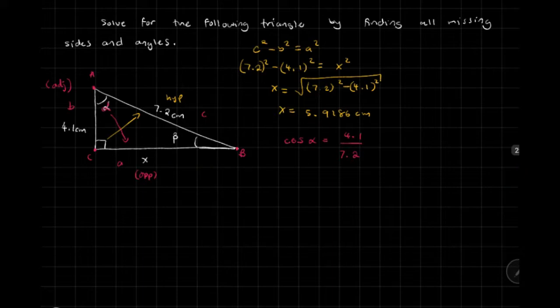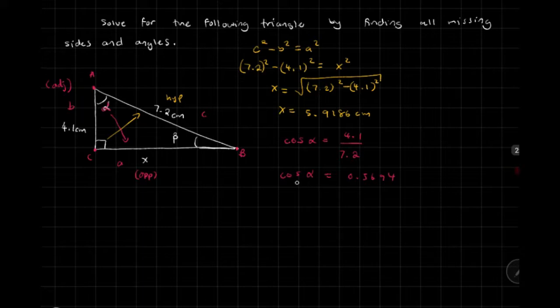Okay, I'm going to just look at the information that I've given, and if you figure out the value of this ratio, 4.1 divided by 7.2 is going to give us 0.5694. Okay, so we get 0.5694.